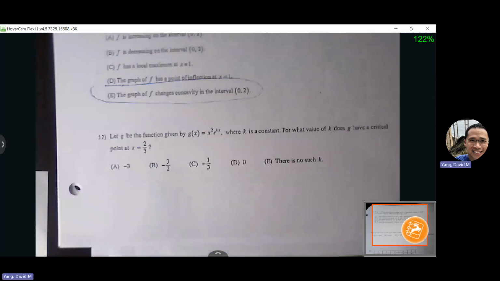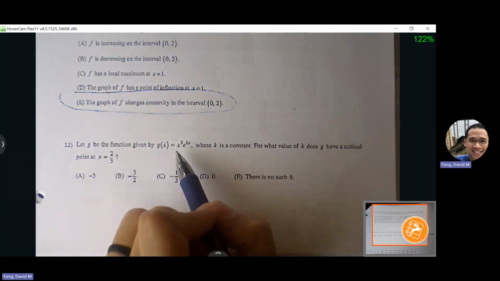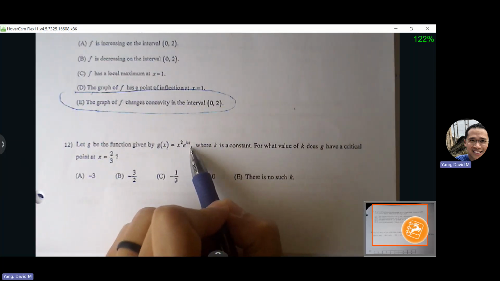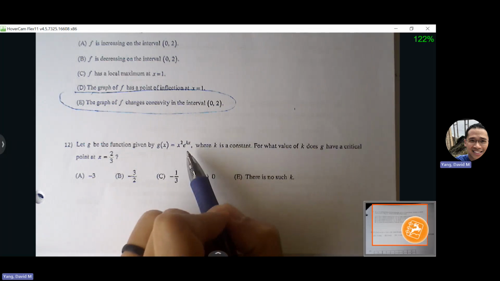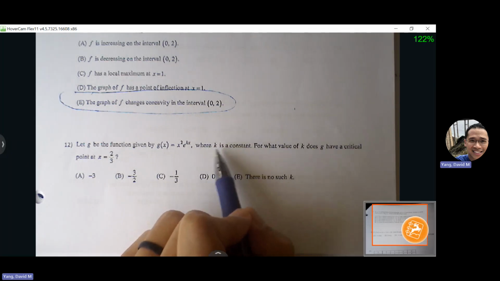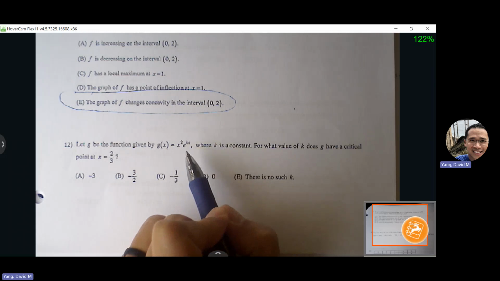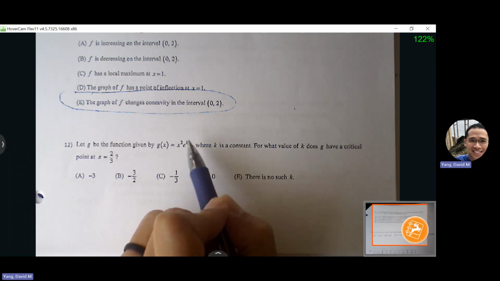Okay, number 12. Let g be the function given by g of x equals x squared e to the kx, where k is a constant. Again, treat k like a number, like a 3 or a 5 or 6. Don't get thrown off by that k. It's like, oh, I've never seen that before. How do I do it? Just pretend like it's a number and then just treat it like a number.